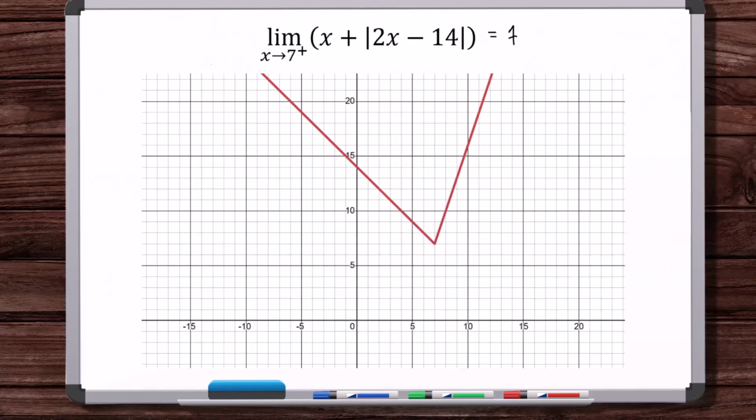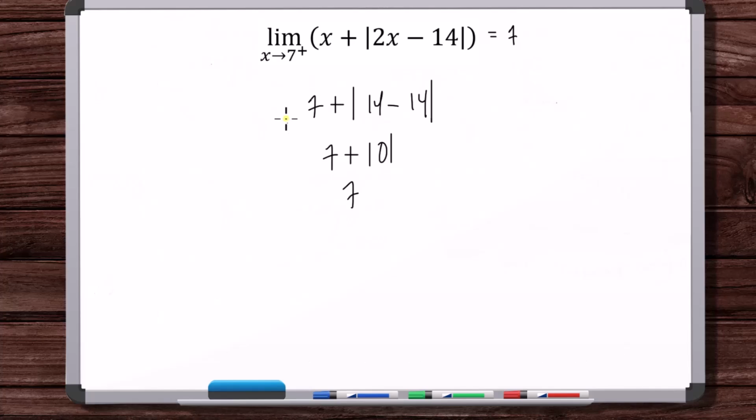Now we could have analyzed this and said, okay, since you always have x above 7, which means that 2x minus 14 is always positive, so we could have turned this into, you just remove the absolute value.